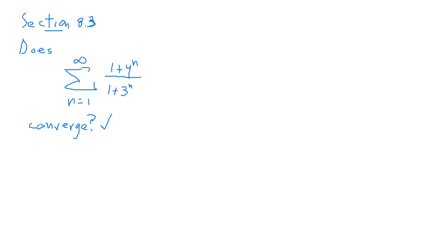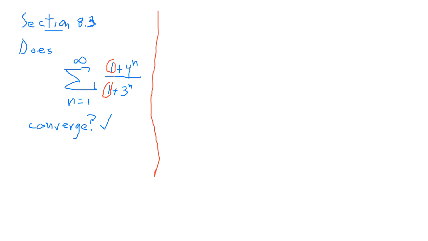So what sort of is a distractor in the problem? If you look at this term in the series, 1 plus 4 to the nth power over 1 plus 3 to the nth power, the ones are a distraction. But when n is large, are those ones going to affect how the series behaves? No, they're not.